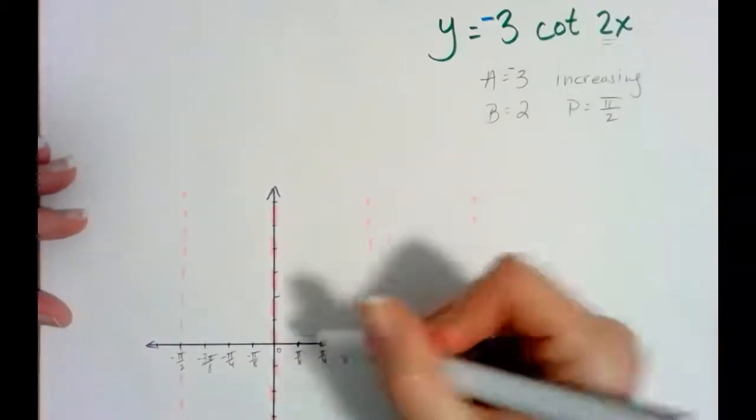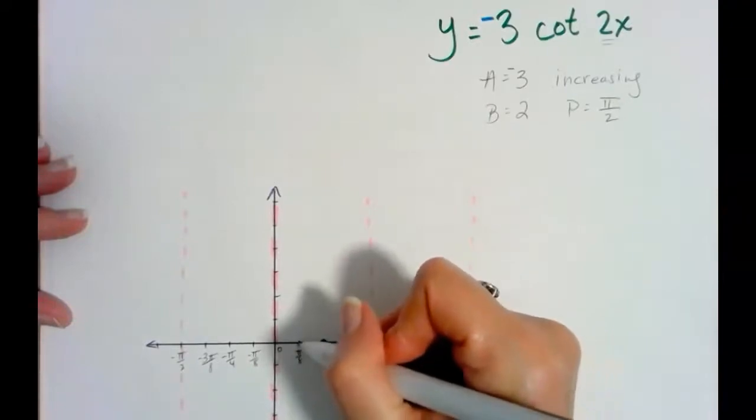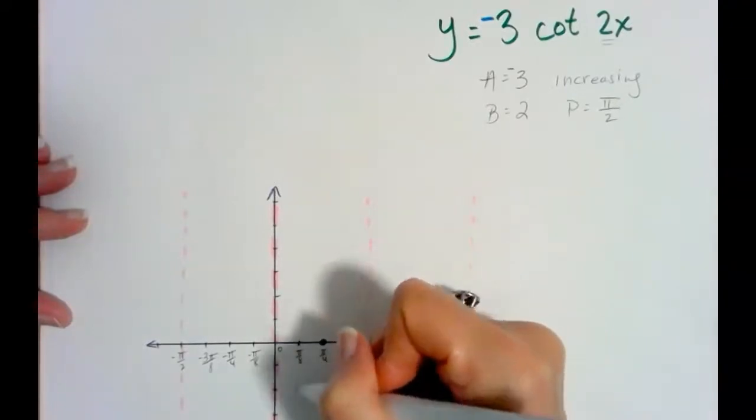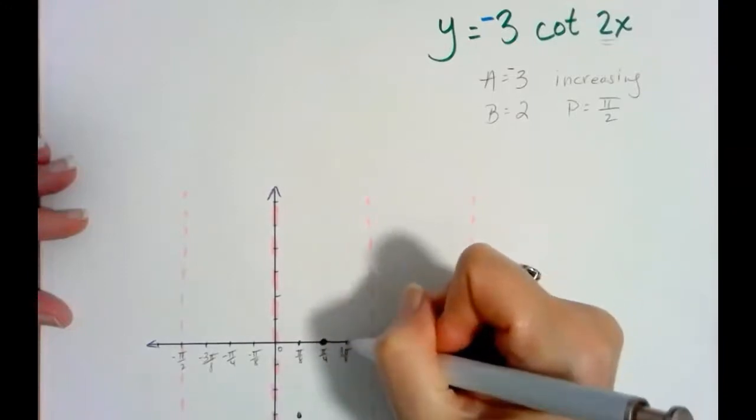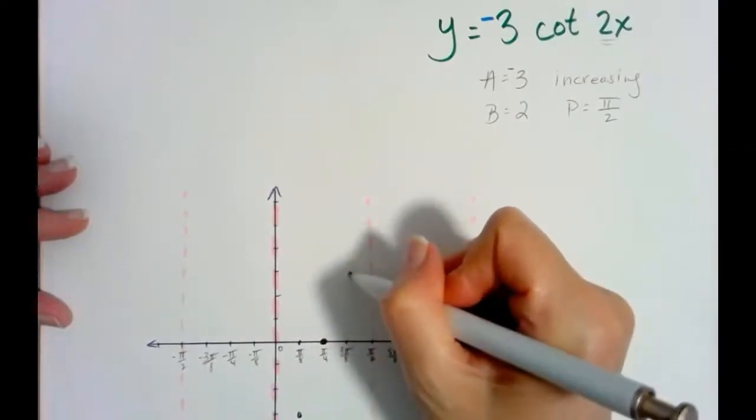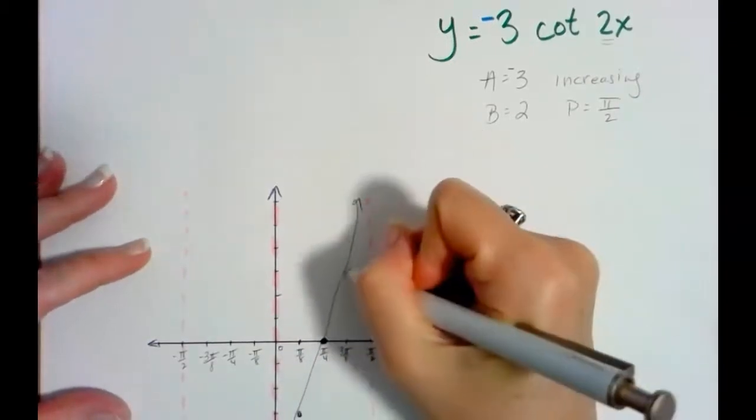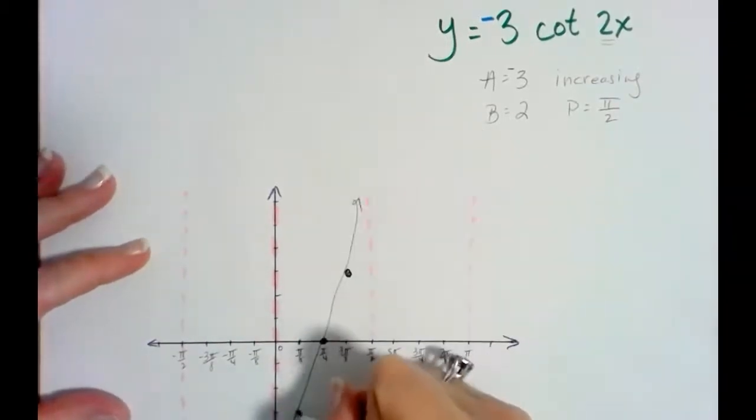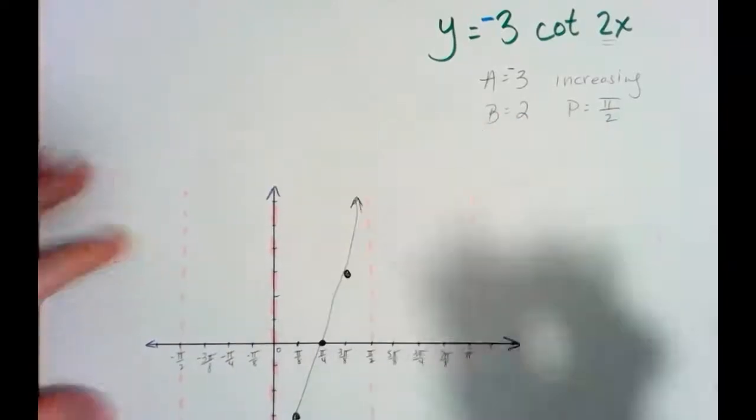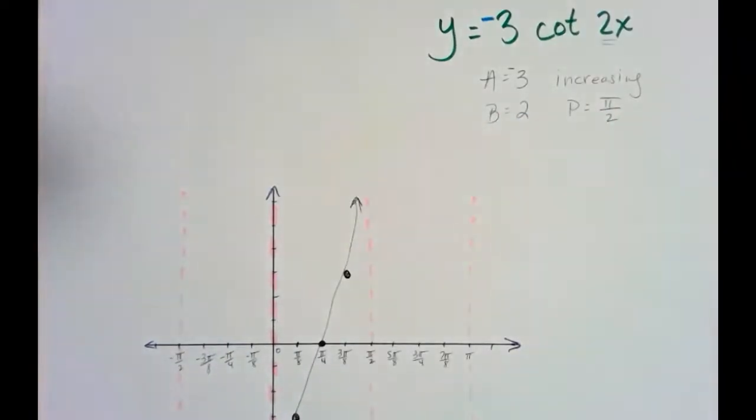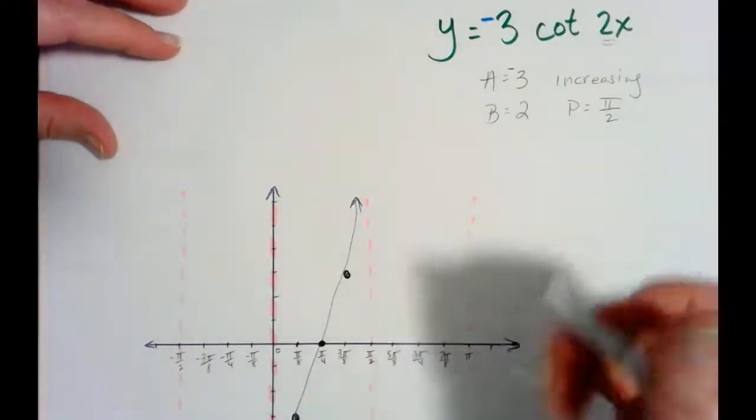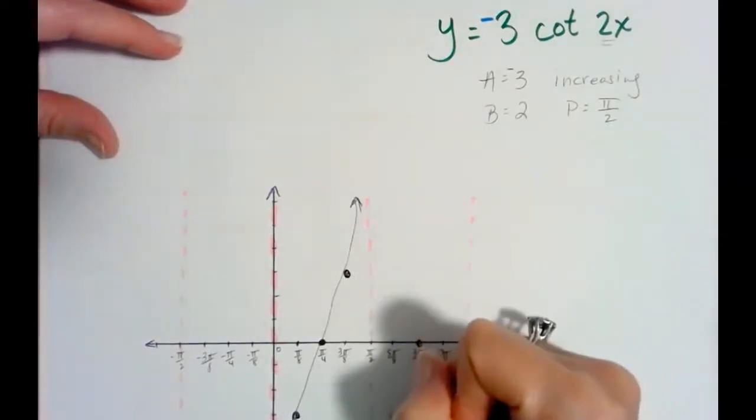We want an increasing branch, so we're going to go back one increment, down 1, 2, 3, over 1, up 1, 2, 3. This is what one period, I missed the point, one period of our function, y equals -3 cotangent of 2x, looks like. Do it again.